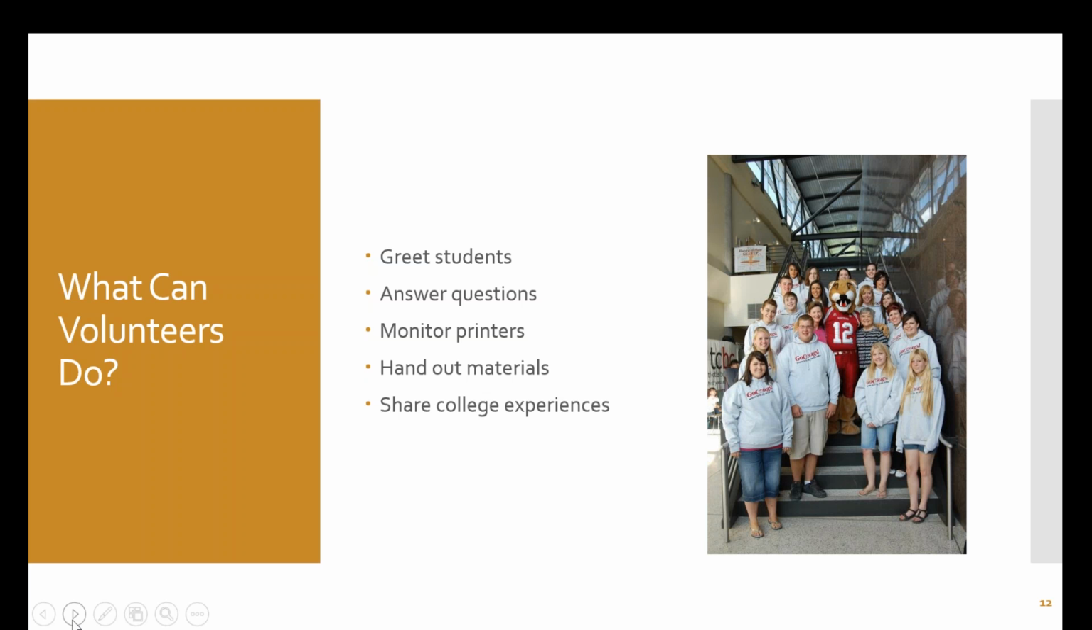Or if you have students who are former students from your school who are in college, having them come out is also another great opportunity. And volunteers can do a variety of things. They can answer questions, greet students. Really sharing that college experience is great.